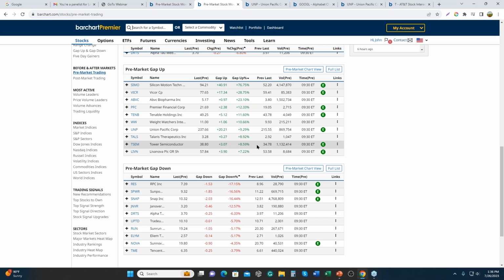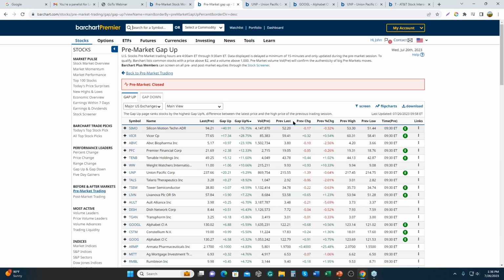So again, what did we say? Well, we want to find a gap of a greater percentage. We want to find gaps that are confirmed by volume. So let's do that. Let's come in here under our full list, and I'm going to do a screen.